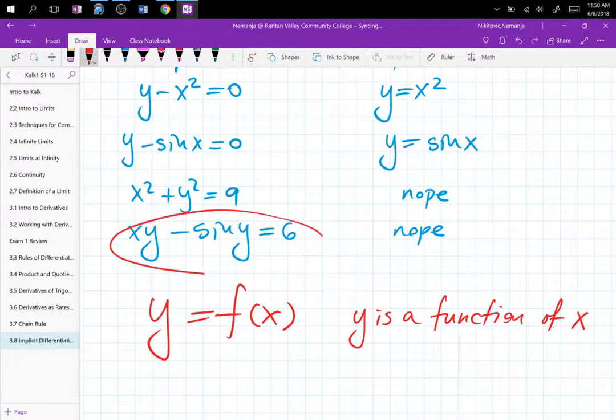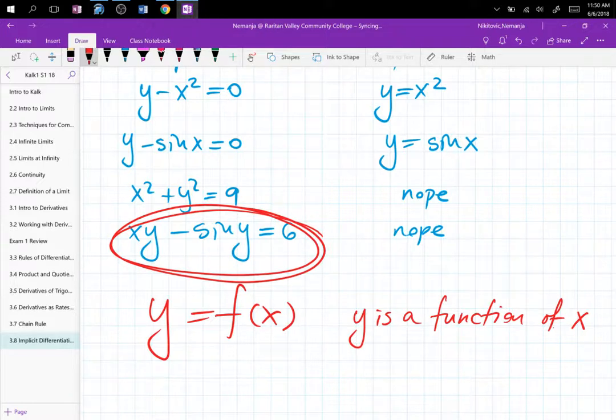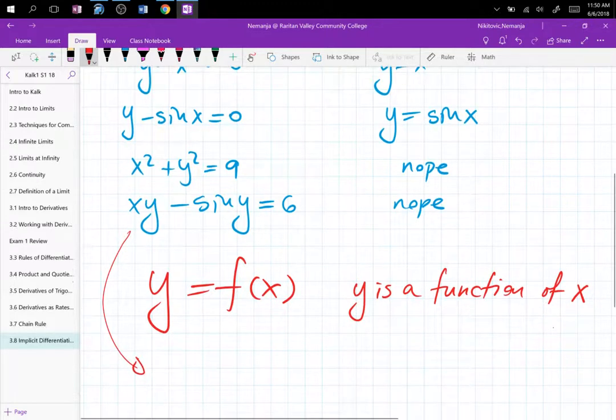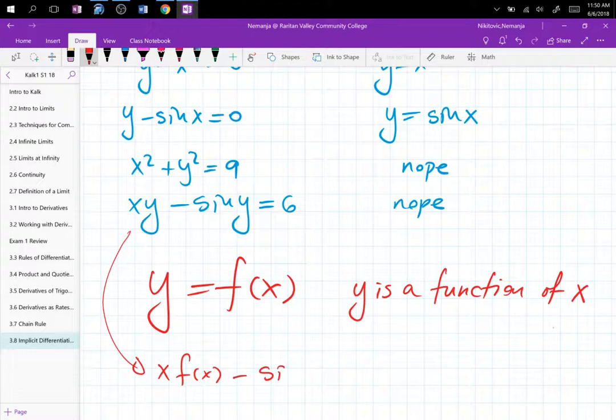And even if I have this, it's still okay, because y is a function of x, so the first term becomes a product rule between x and f of x. See that? And then I can take the derivative. So if I take this into consideration, then this formula will actually state f of x minus sine f of x equals 6.